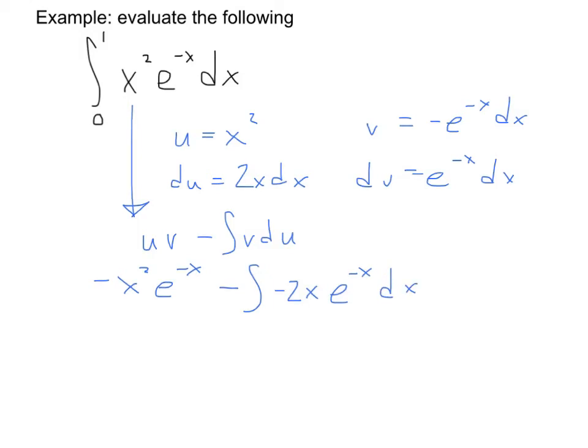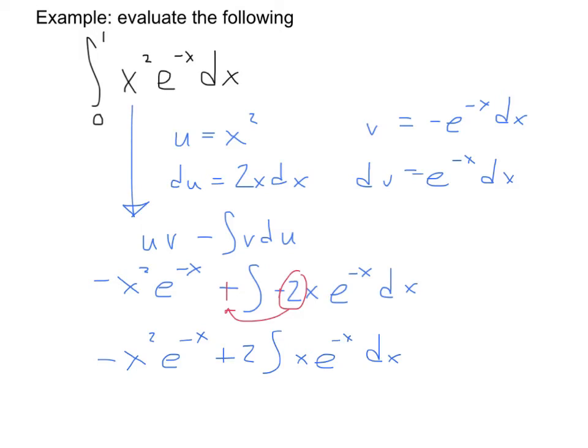Now my thought here is that I like to simplify this a little bit more, so I'm first going to deal with the negatives, and then second I'll take the 2 and pull it out. We might as well make our lives a little bit easier, right? So negative x squared e to the negative x plus 2 times the integral of x e to the negative x dx. If you left the 2 in, by the way, that's fine. It's not going to be a problem.